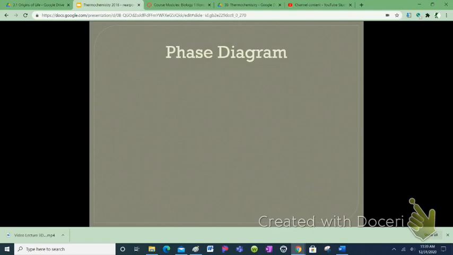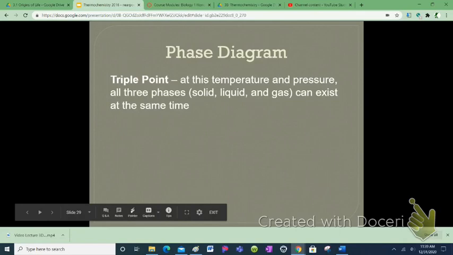All right, a couple of things you need to know about the phase diagram, and we'll point those out on the diagram itself, but there are two very important parts of the phase diagram you need to know, where one starts and the other begins. The first one is the triple point. The triple point is the temperature and pressure at which you see solid, liquid, and gas, all three phases, and they exist at the same time. They are in what we call equilibrium.